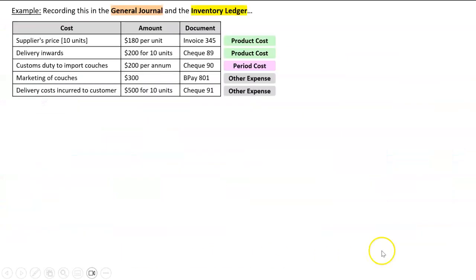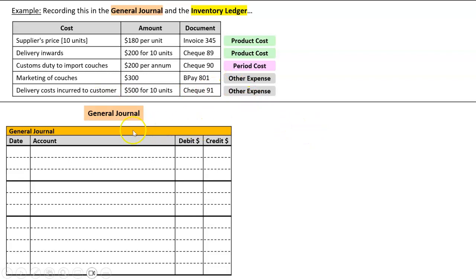The next thing we've got to do is the general journal and the inventory ledger. So here's our info just from before, and we said this one's a product cost, supplier's price, delivery inwards was a product cost, customs duty was a period cost, and marketing and delivery to customers are other expenses. So if we were going to do the general journal here, let's just start. We're going to do it document by document. Each document would be a separate entry. For the sake of simplicity, we'll combine these last three in a second. But let's take this one.